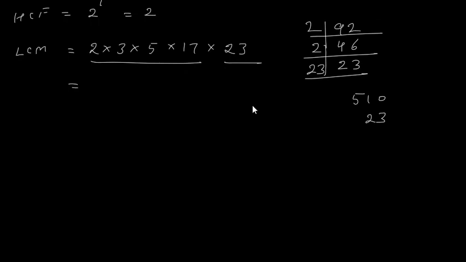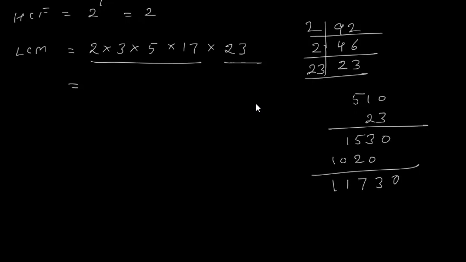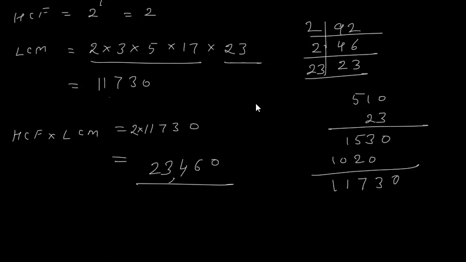510 multiplied by 23. So this is 0, 3 1s are 3, 3 5s are 15. Then here it is 0, 2 1s are 2, and 2 5s are 10. So this is 0, this is 3, this is 7, this is 1, 1. So this is 11,730. This is LCM. Now the product of this HCF and LCM, that is HCF is 2 multiplied by 11,730. So this is 0, 2 3s are 6, 2 7s are 14, 2 1s are 2, 1 3, and 2 1s are 2, 23,460. I will consider this as equation 1.